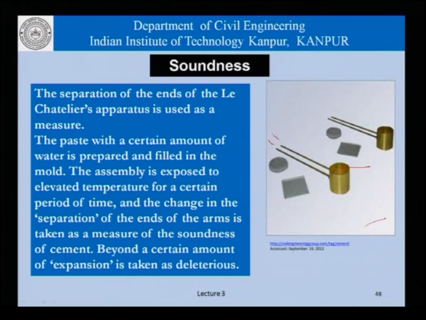We measure the distance between these two ends of the tong and cover this mold with a glass plate, and expose it to a certain temperature for a certain length of time. This cylindrical mold has a small slit at one end, and as the cement is exposed to the elevated temperature and the reactions are accelerated, this distance tends to increase, because if the cement is unsound, it tends to expand in this mold. Beyond a certain amount, the expansion is taken to be deleterious. That is, the cement is supposed to be unsound or is declared unsound.